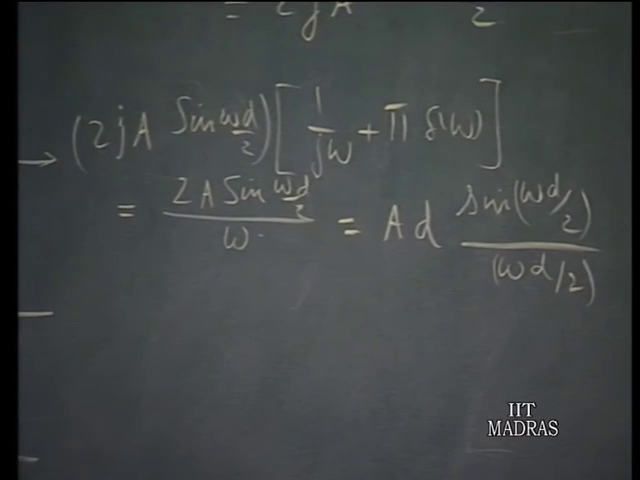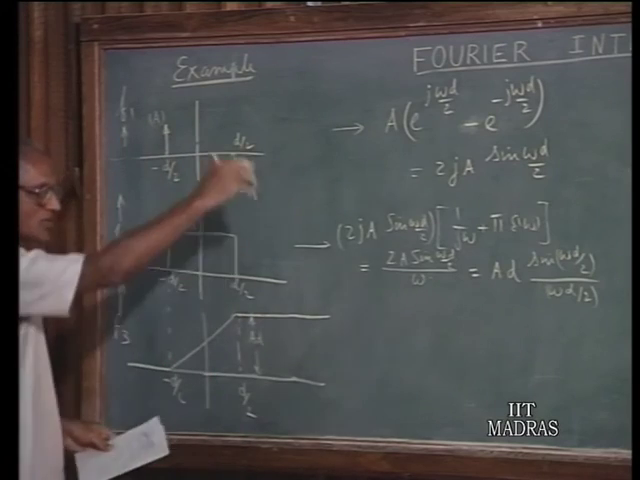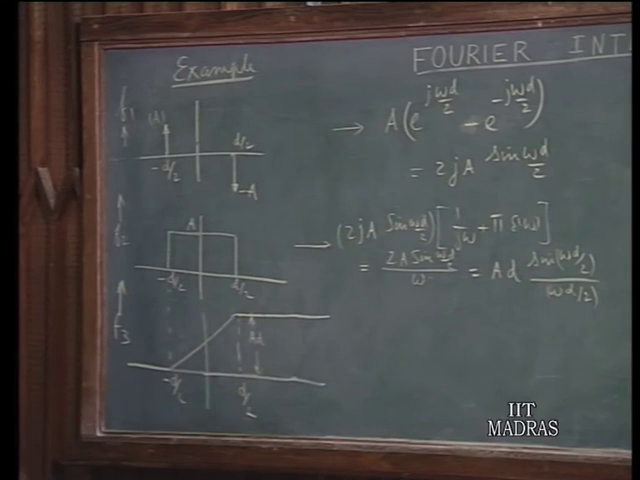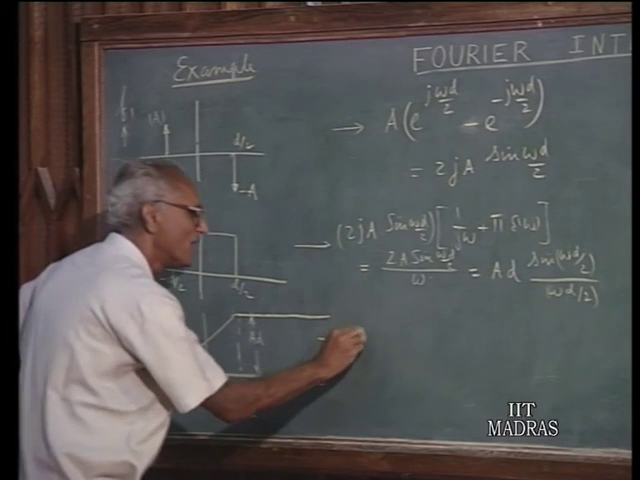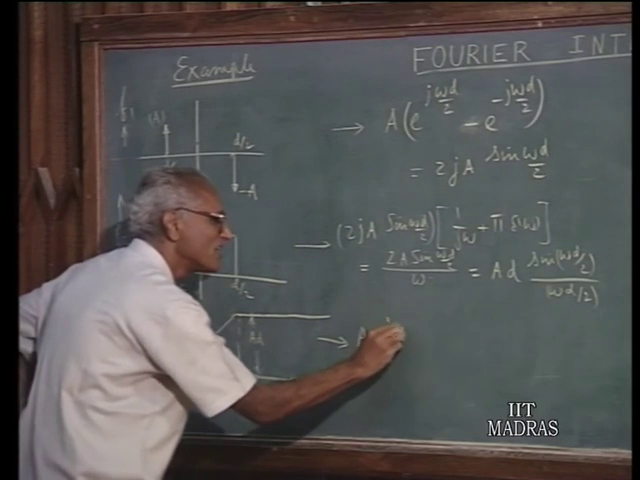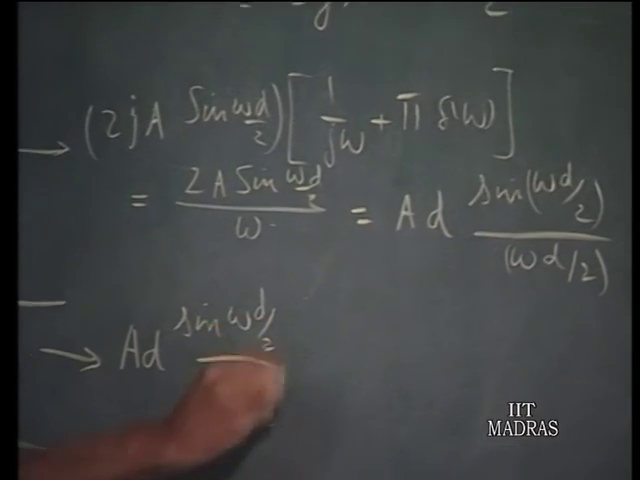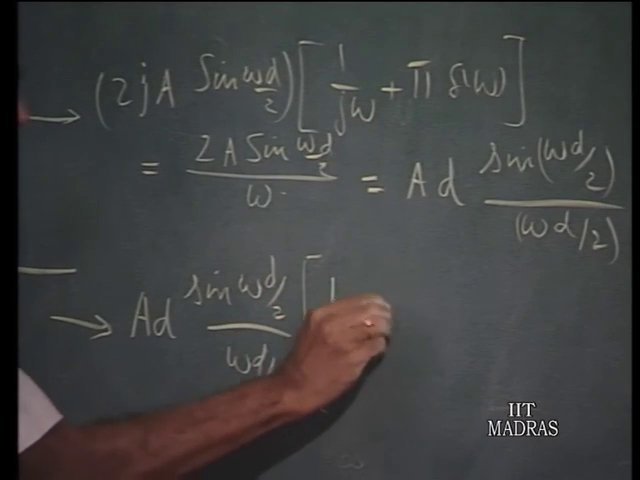That is a form with which we are familiar. I just wanted to put it in that form, so that once we have this pulse function, we know immediately its Fourier transform. Of course, the same thing is obtained through finding the Fourier transform using derivatives to start with. Now, the Fourier transform of this is once again obtained by multiplying ad sin omega d upon 2 divided by omega d upon 2 by 1 over j omega plus pi delta omega.